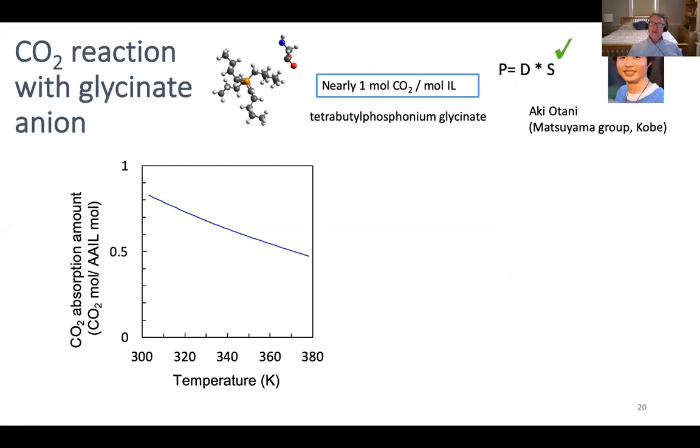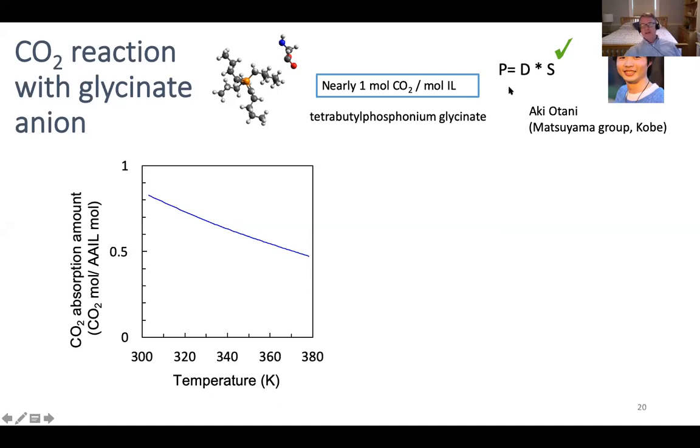I had a visiting student from the Matsuyama group in Japan who came, and he was doing experiments, but he wanted to learn to do simulations. So he spent some time in my lab, and he had done some experiments with this glycinate anion and a big bulky phosphonium cation. And he'd measured the amount of CO2 absorbed per mole of this particular ionic liquid as a function of temperature. And he was seeing even greater than 50%. It was approaching 1-to-1, which we had predicted it was going to be.